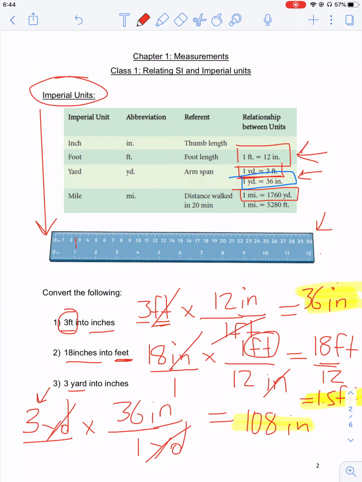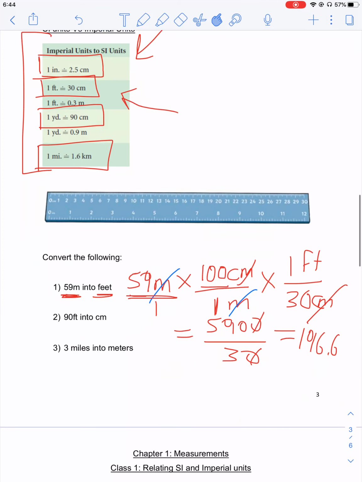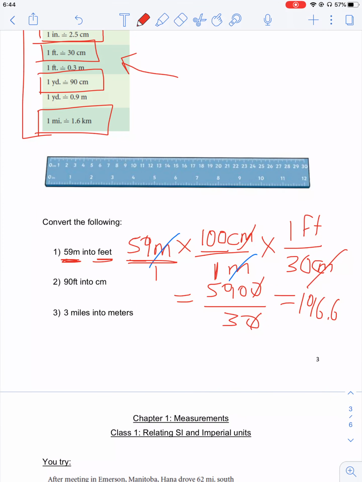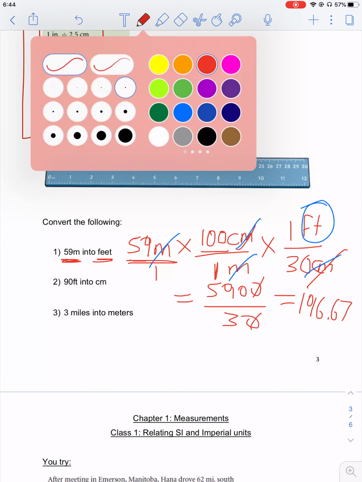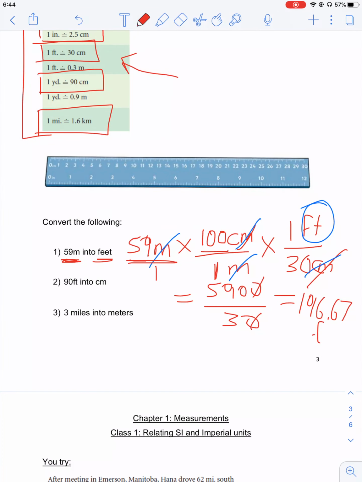So it's actually 196.67. And so the meters and the meters canceled out, and then I had the centimeter and the centimeter canceling out, which left feet, so that my final answer should have feet as my units, because that's the only thing that did not get canceled out, which is what I want, right?